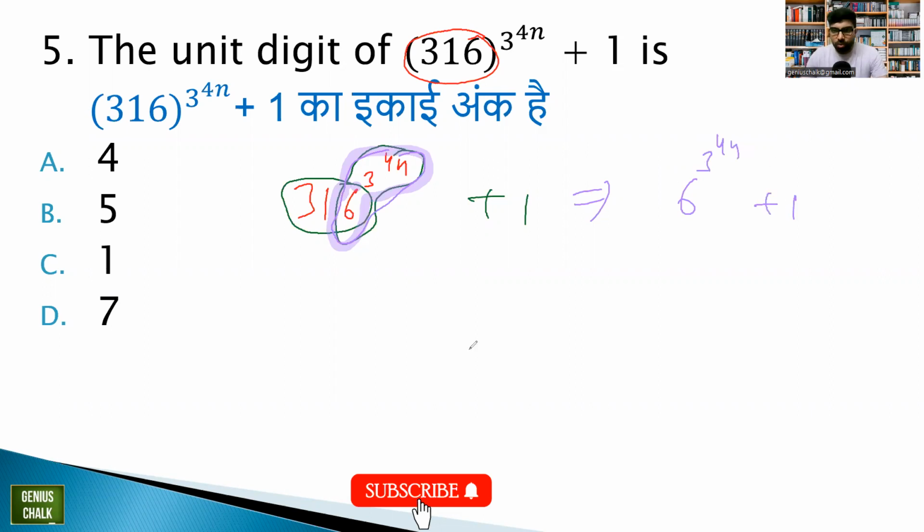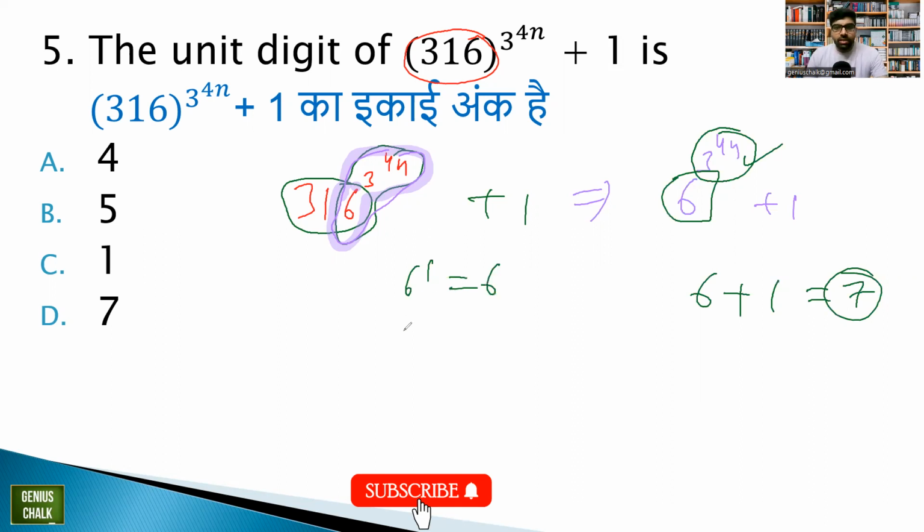Now what should I do? We already know 6 to the power anything, 6 to the power anything in the world, my answer is always 6. That is, answer is 6, and +1 becomes 7. 6 to the power anything in the world is always 6. We have known this concept.